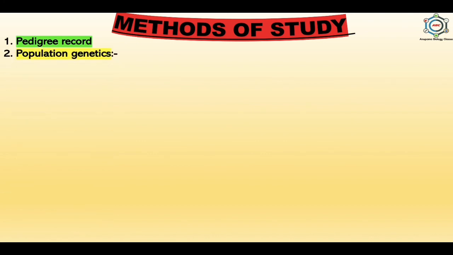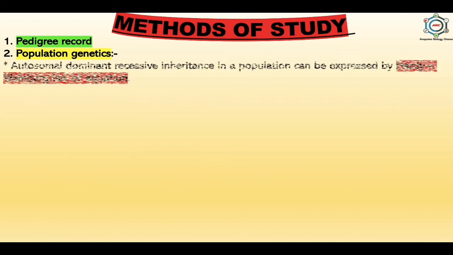Second is population genetics. The problem faced by geneticists on account of a small number of children in the human family has been overcome by methods devised to analyze the fate of characters in populations. So, population genetics, a new branch of biology, is very helpful in the study of human genetics. It involves the study of distribution of traits and estimation of gene frequency in a population of organisms.